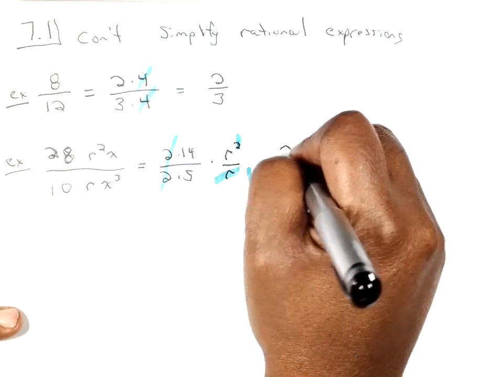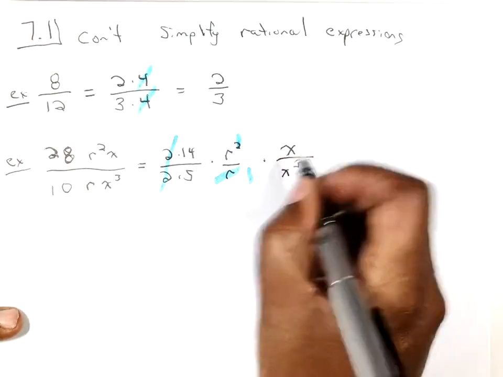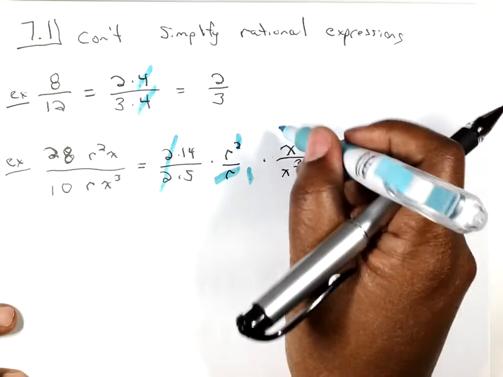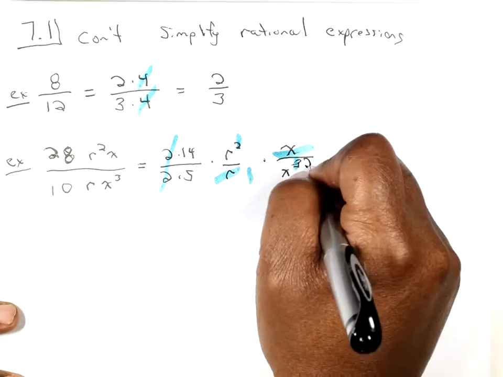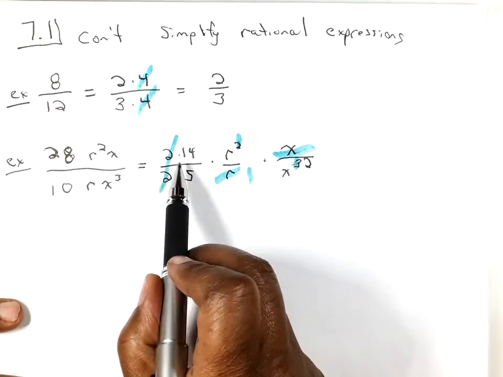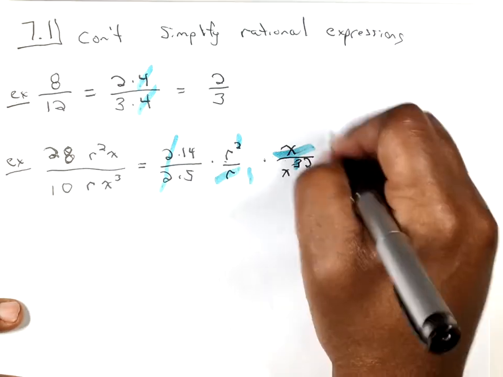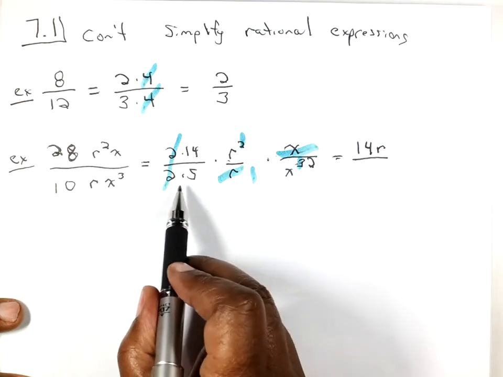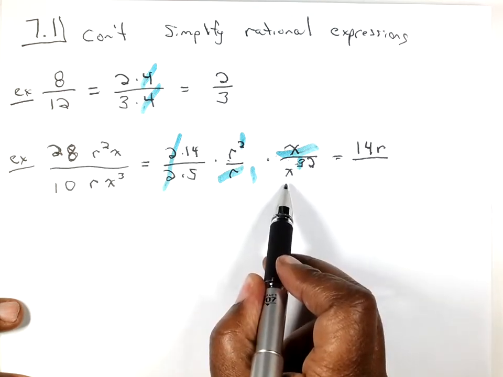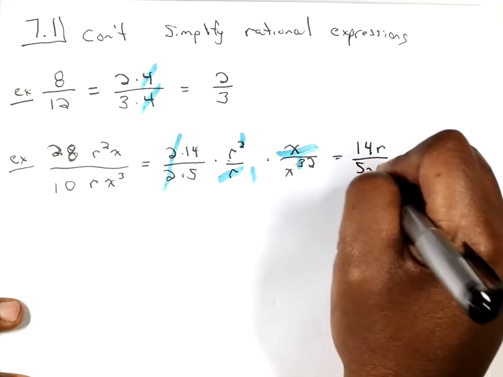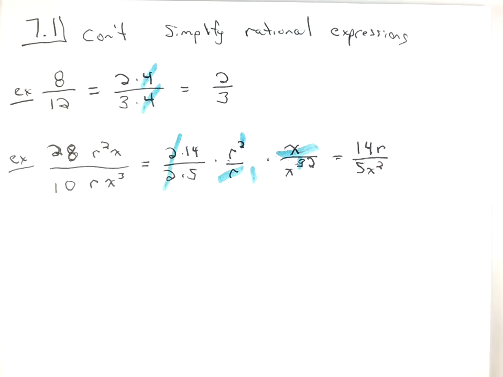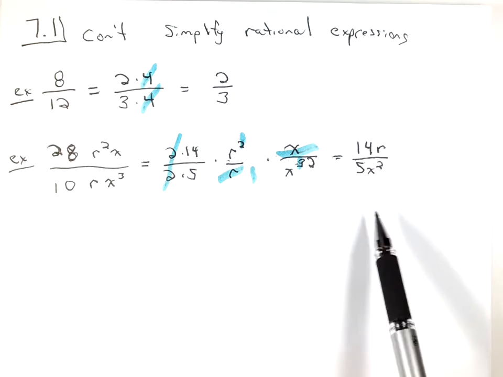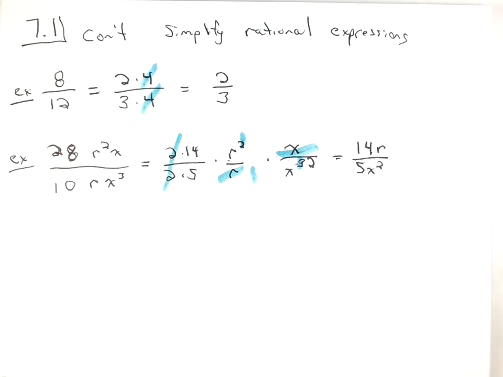And then lastly, I'm looking at my x over x cubed. So again, this one x on top is going to knock out one of the x's on the bottom. So that exponent becomes a 2. So what do we have left? I have a 14 times r times 1 on top. So that just gives me 14r. And on the bottom, I have a 5 times x squared. And then I'm just going to double check to make sure there's no other common factors in the numerator and denominator. And there's not here. So that is completely simplified.